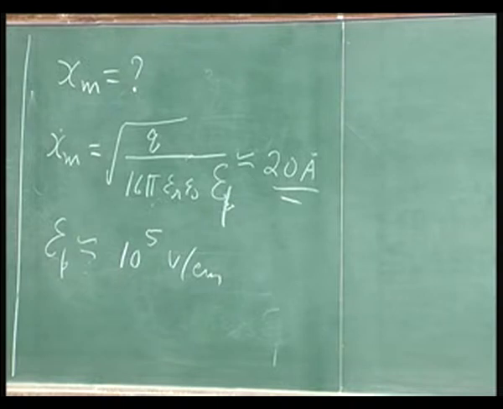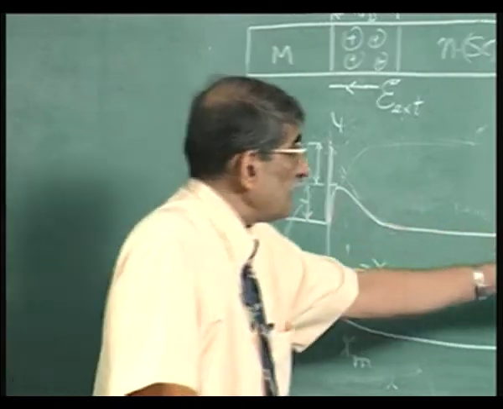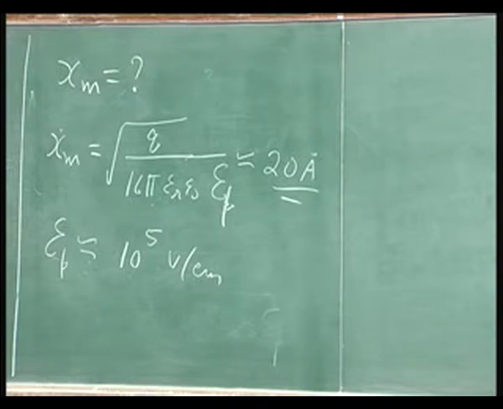What we are saying is that this peak occurs very close to the surface, and this x m is very small compared to W d.